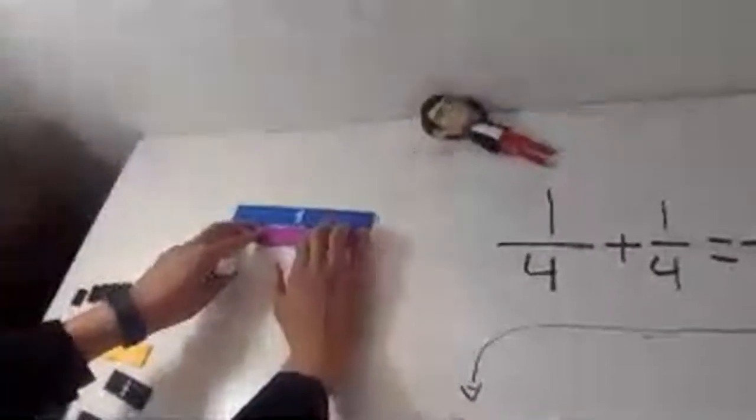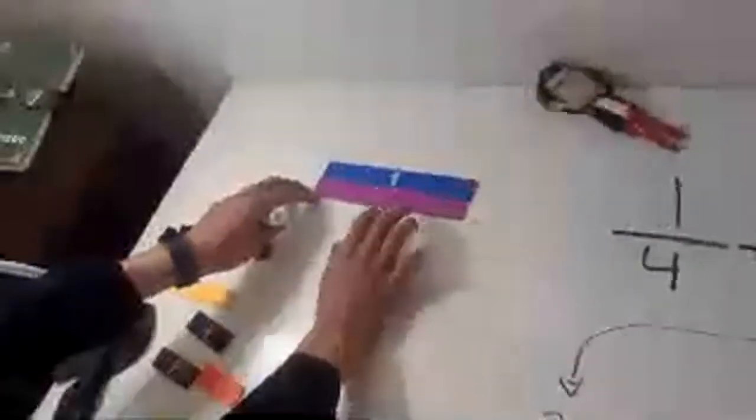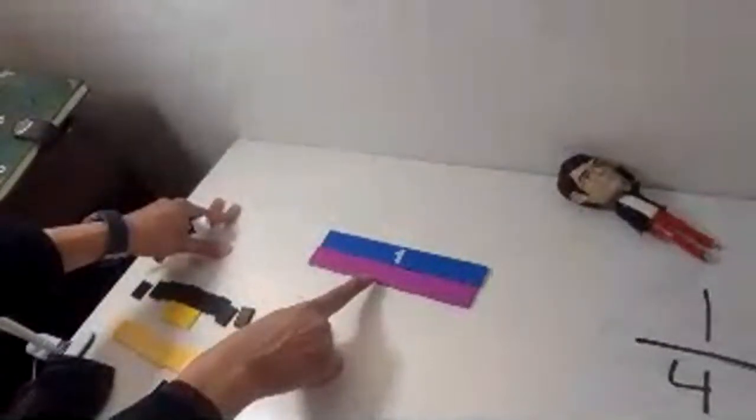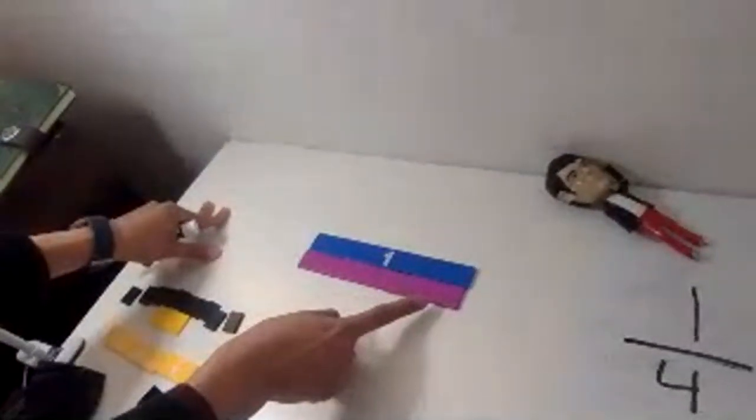Okay. Let's do one more. So I got my 4ths. Take a look at this one right here. Let's go a little wacky. Now I have all of these pieces. There's a total of, count them with me to make one whole. 1, 2, 3, 4, 5, 6, 7, 8, 9, 10, 11, 12. 12 pieces makes the one whole.